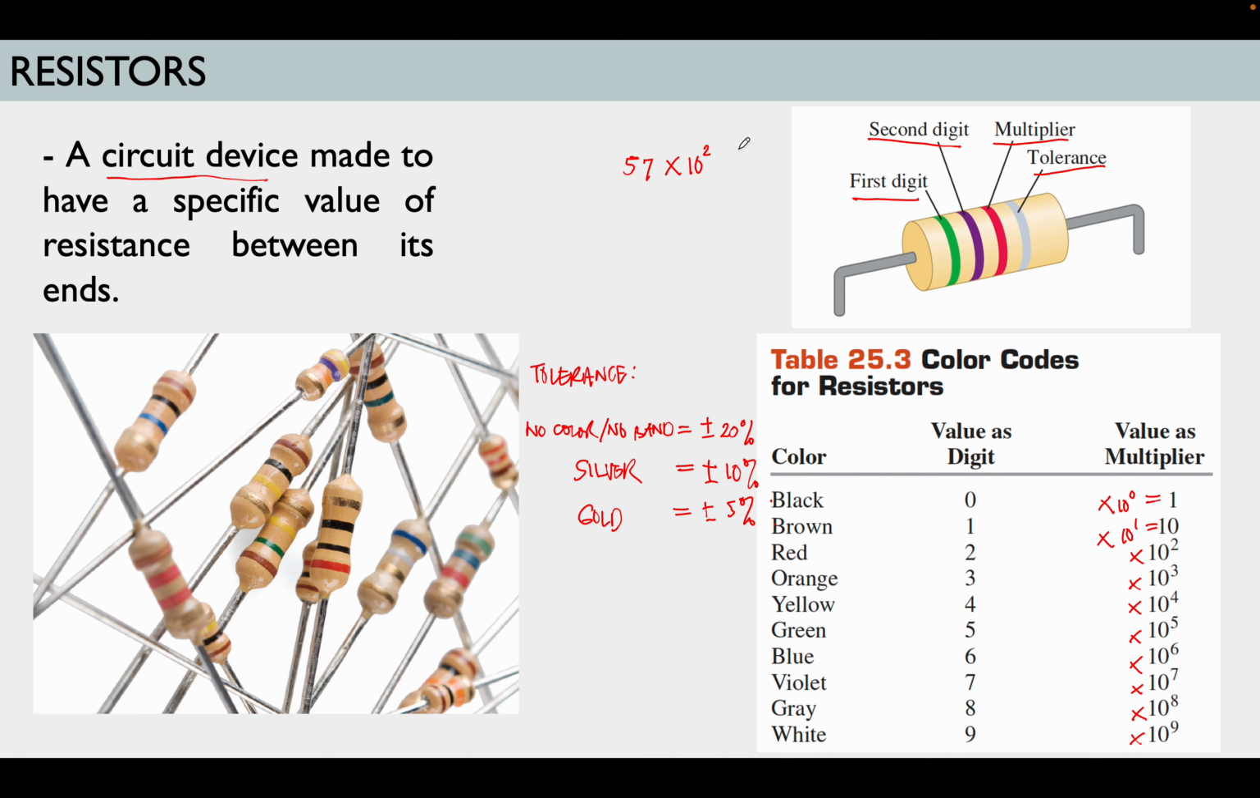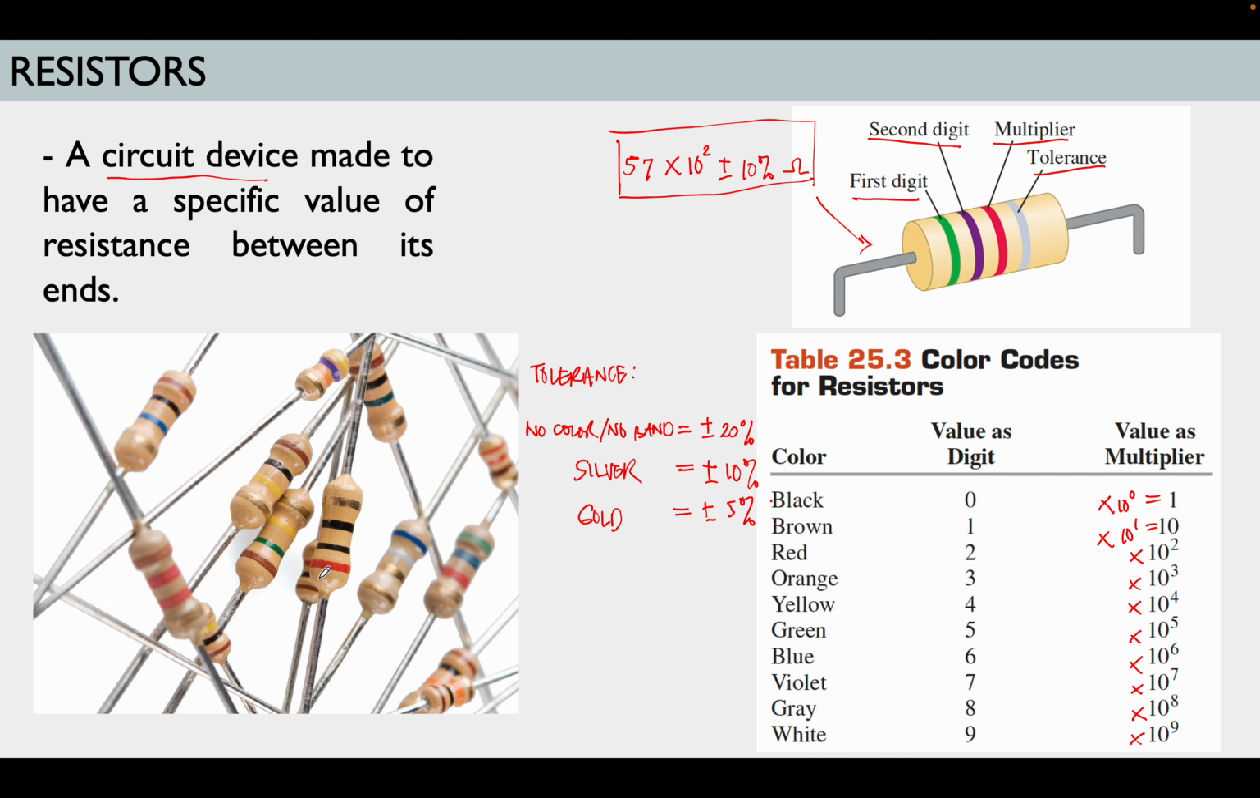So silver is plus minus 10%. So the resistance of this particular color-coded resistor is equal to 57 times 10 to the power of 2, plus minus 10% ohms. So again, this is now the value of the resistance for this particular resistor.